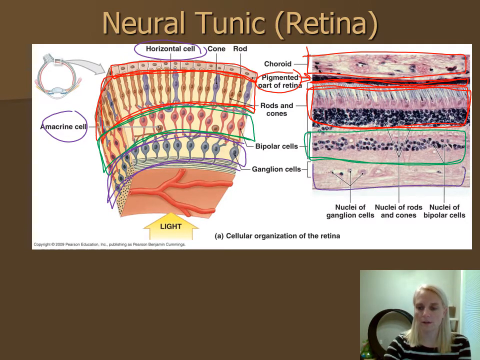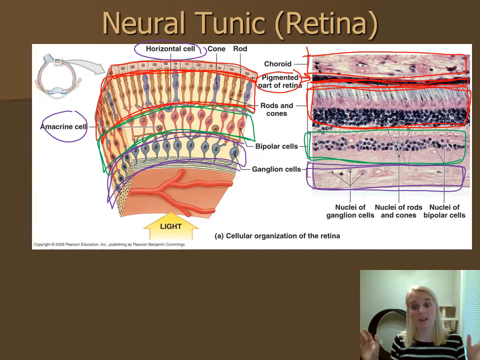Here are your ganglion cells. So those are three major layers of these neurons. And you'll notice there's way more, and the dark speckles are usually the nuclei, because that's how cells are stained. So we can see there's way more rods and cones than bipolar cells.